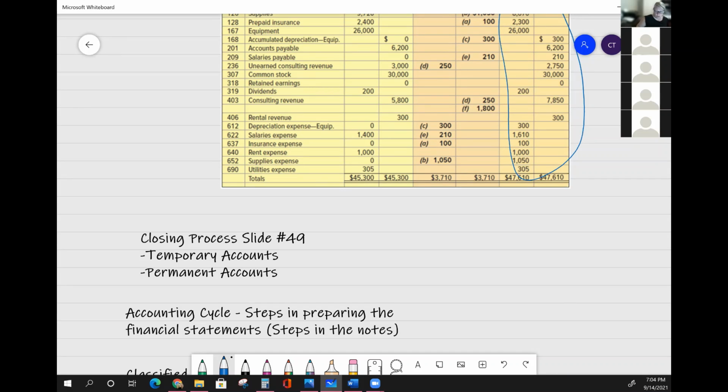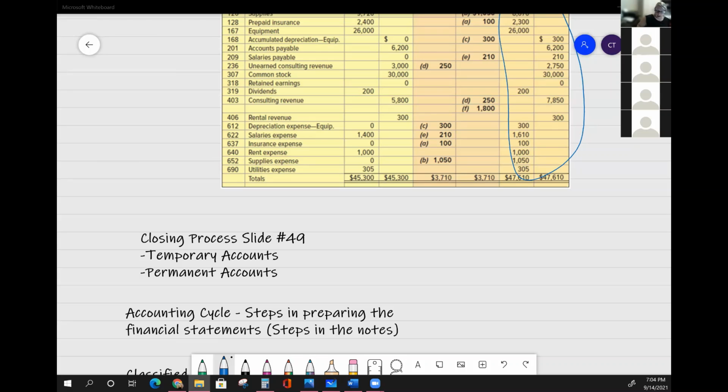And I put a note here that you might want to go look at. Let me see if I can open it up. There's a PowerPoint that I put on Moodle, and slide number 49 tells you, I think it's the one that tells you the temporary and the permanent accounts. So I felt like this might be a good slide for you to look at to kind of memorize which ones are closing and which ones would stay on the books that are permanent. Let me find that for you.